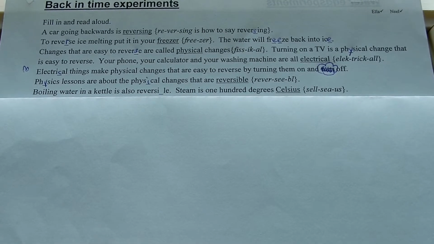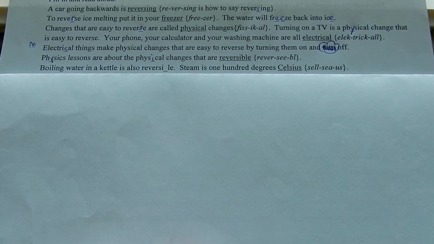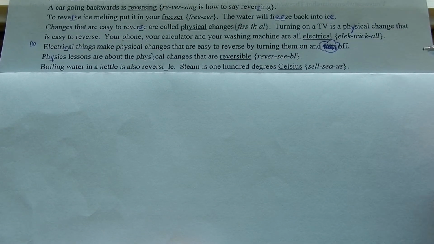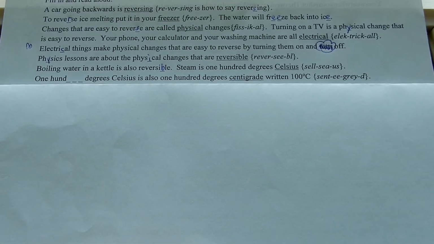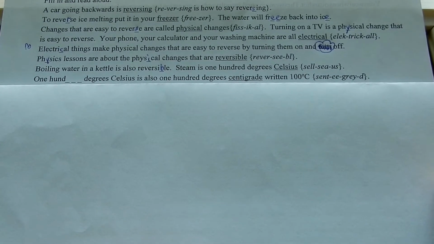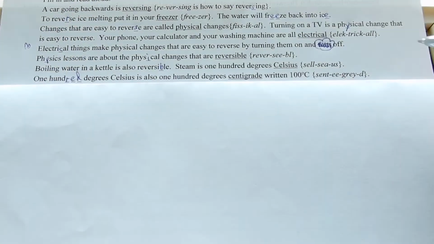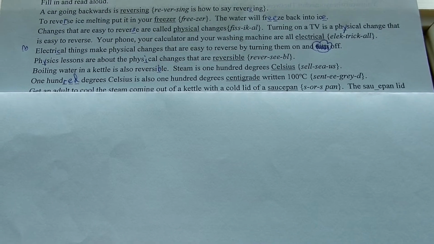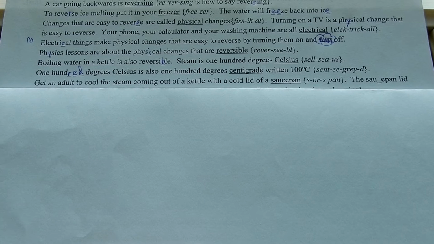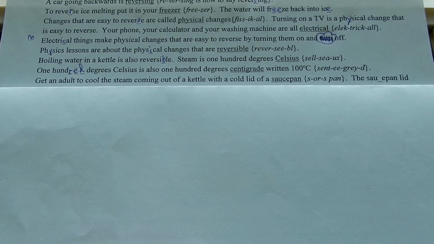Boiling water in a kettle is also reversible. Steam is 100 degrees Celsius. 100 degrees Celsius is also 100 degrees centigrade, written 100 degrees C. Centigrade. Yes, cent for 100. Mostly people use Celsius, but centigrade means the same.